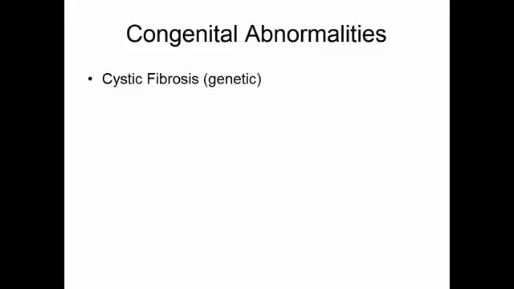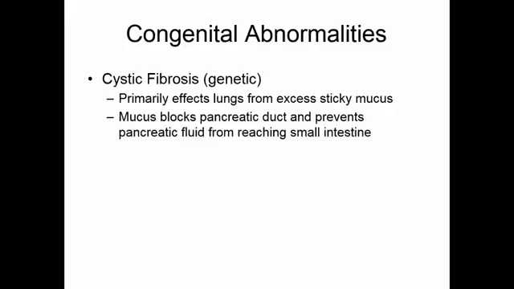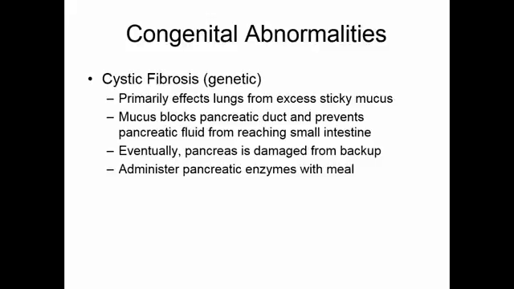Cystic fibrosis we discussed in the respiratory system. This is a genetic problem. The primary effect is in the lungs from that excessive sticky mucus. The mucus also blocks the pancreatic duct and prevents pancreatic fluid from reaching the small intestine. Eventually, the pancreas is damaged from this backup. We can administer pancreatic enzymes with every meal so that the digestive process can continue appropriately.